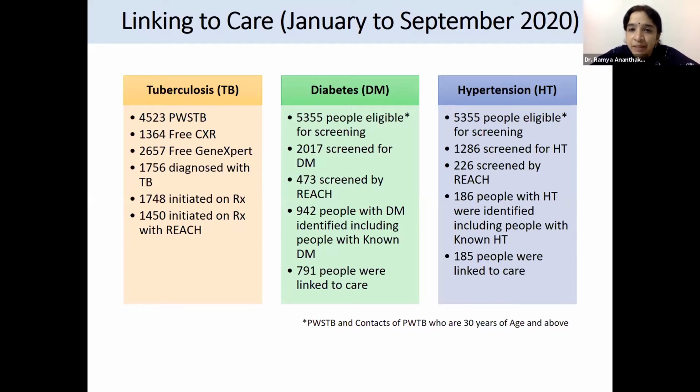When we come to diabetes and hypertension, among the 5,355 people eligible based on age 30 years and above, in diabetes, we screened nearly 2,000, and we were actually able to identify 942 people with diabetes, and about 80% of them were linked to care. In hypertension, it was a smaller number, because we started that intervention very recently. We were able to screen 1,286, and 186 people with hypertension were identified, and most of them were linked to care. Next slide, please.